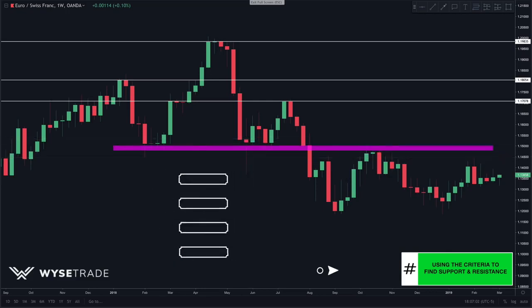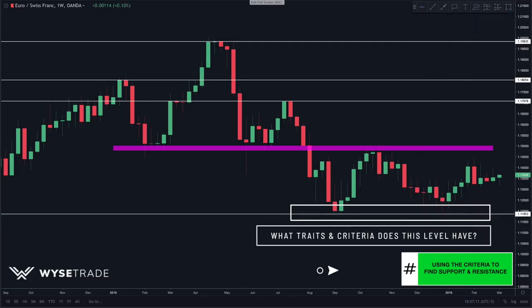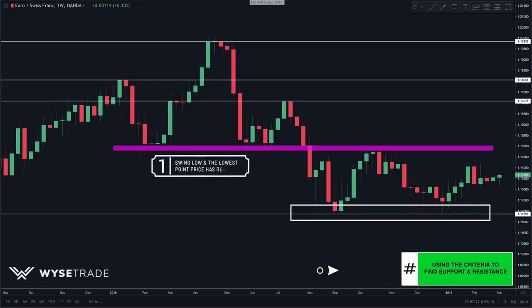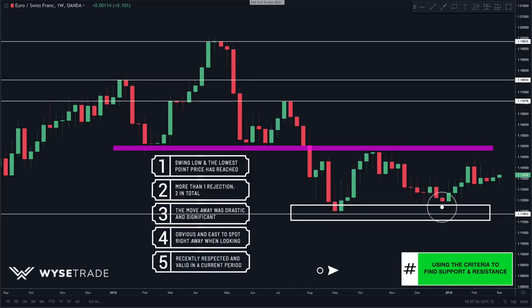So moving on down to our final level. We notice this level here where price came down, hit and reversed from, so we draw it in. Again, what criteria does this level satisfy? 1, it is the extreme swing low. 2, there's more than one rejection, 2 in total. 3, the move away was drastic. 4, the level is obvious. And 5, it is recent, meaning it was respected in a recent time period.